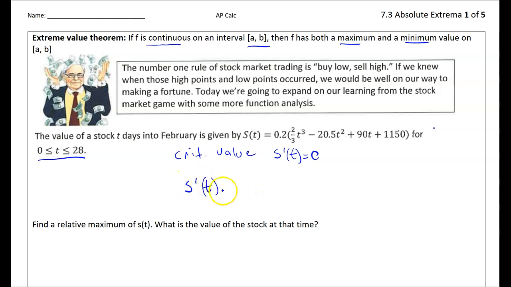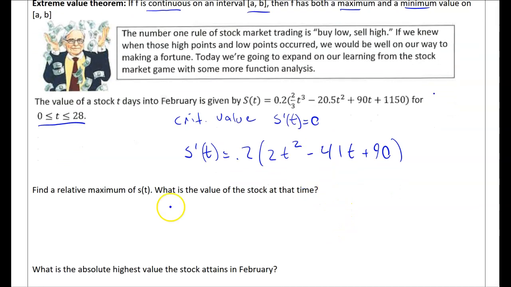And this is just a power rule one. I can do this without a calculator. I'm going to leave that 0.2 factored out. And then power rule on the inside would give me 2t squared minus 41t plus 90. And then the derivative of the constant is 0, right? So there's my derivative.